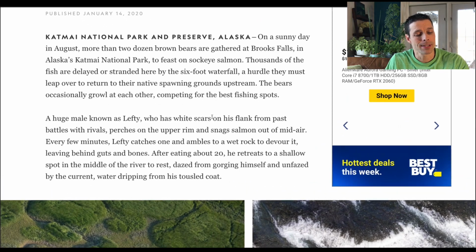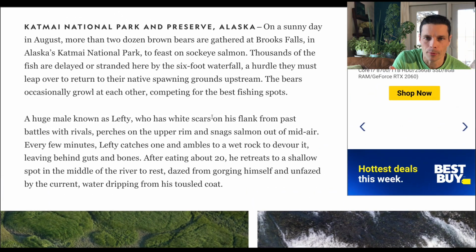One thing I might ask myself is, how do people open up or start their articles? I'm going to read this one. On a sunny day in August, more than 24 brown bears are gathered at Brooks Falls in Alaska's Katmai National Park to feast on sockeye salmon. This author is painting a picture. It's fairly detailed, painting a picture in your mind.